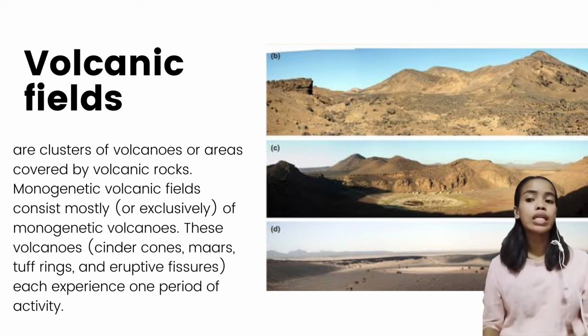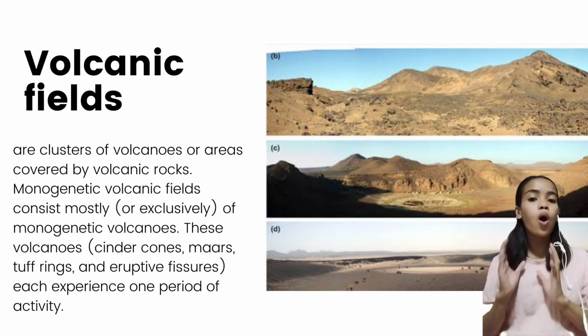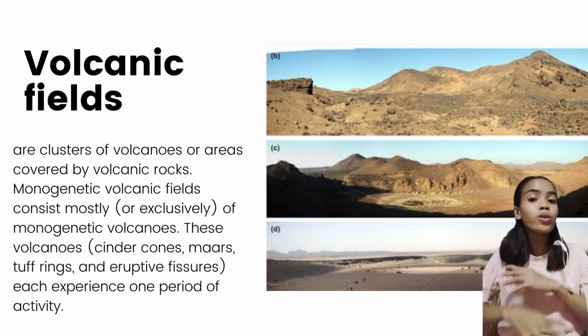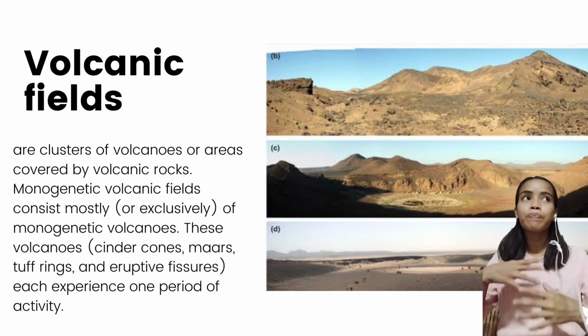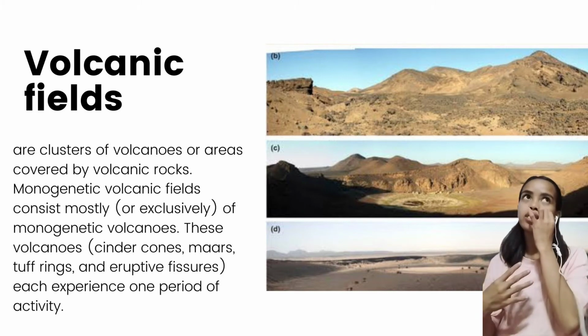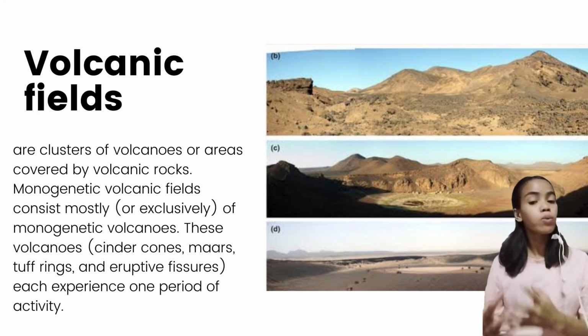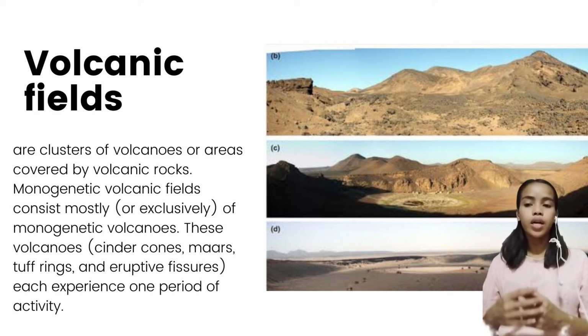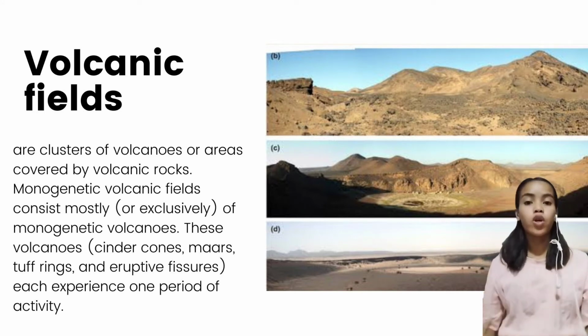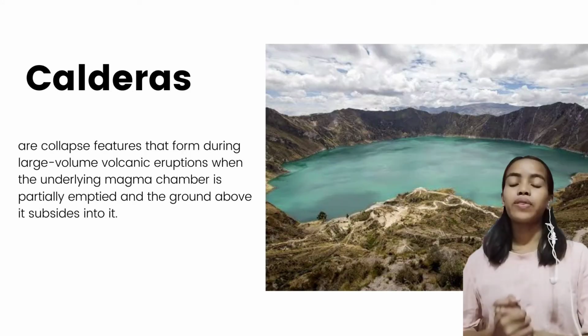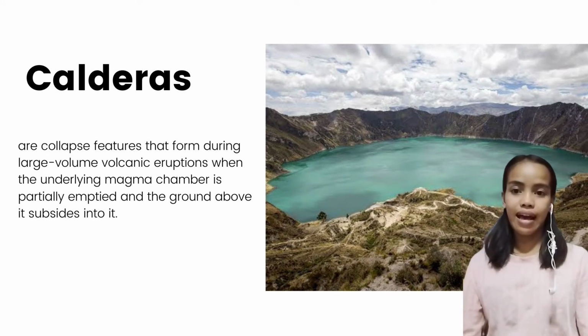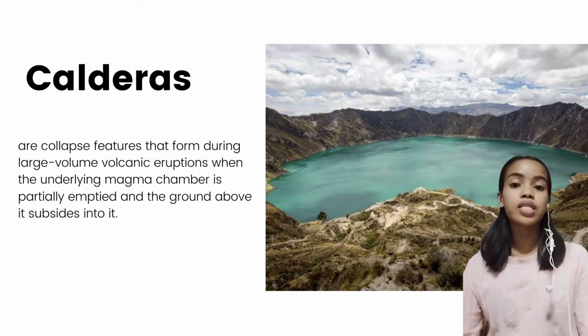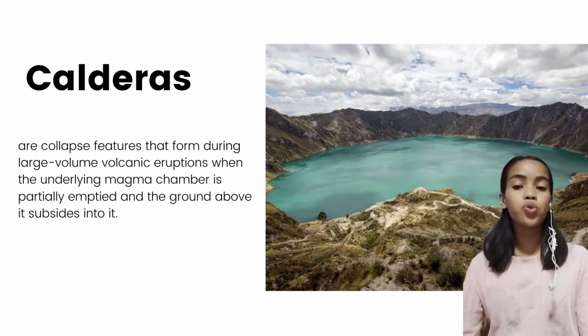So ito yung tinatawag nating volcanic fields. It's just because they all experience all the types of volcanoes. So it experiences a lot of forms of volcanoes. So that's what we call volcanic fields. Okay, next we have the calderas. So these are collapsed features that form during large-volume eruptions.